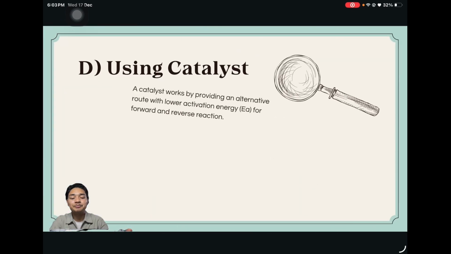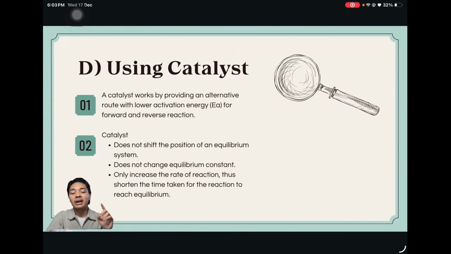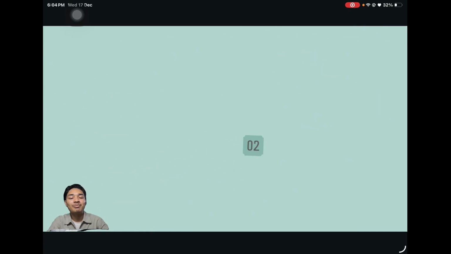Next, using a catalyst. A catalyst works by providing an alternative route with lower activation energy for the forward and reverse reactions. A catalyst does not shift the position of an equilibrium system, does not change the equilibrium constant, and only increases the rate of reaction.